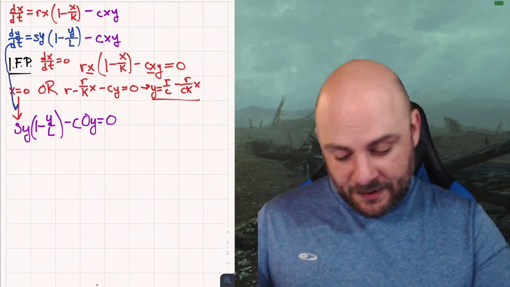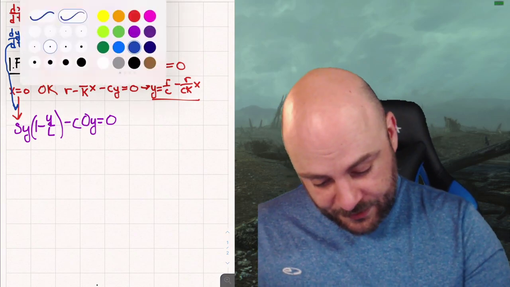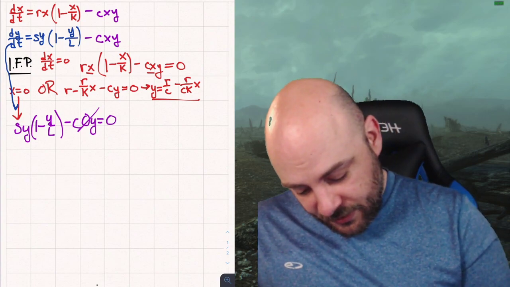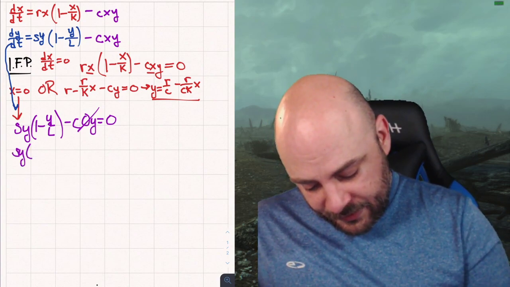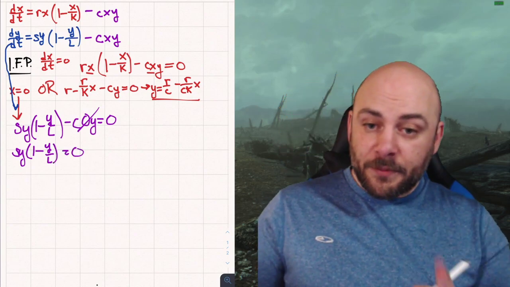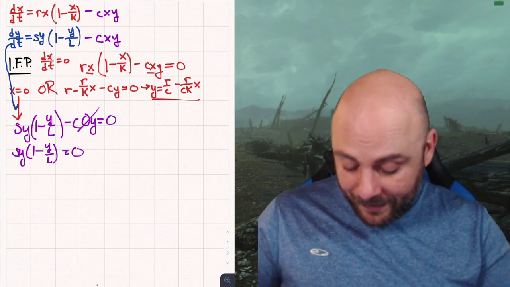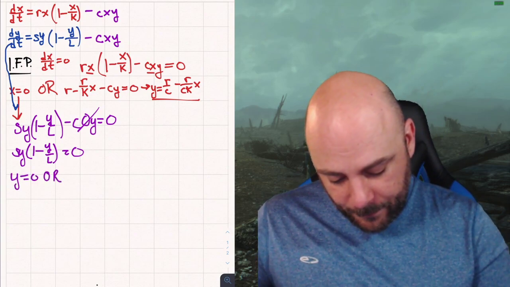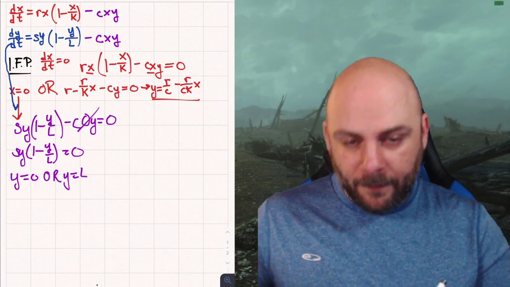Okay, and I get this. Now, what's wonderful is c times 0 times y, well, that's just 0, so that whole term vanishes. And so now I get sy times 1 minus y over L equals 0. And so this is solved when y equals 0 or y equals L.